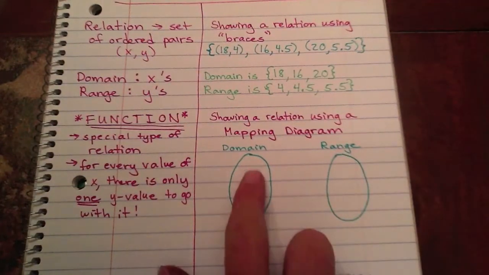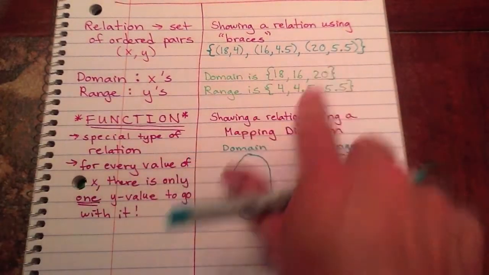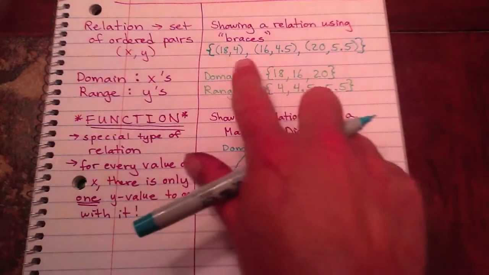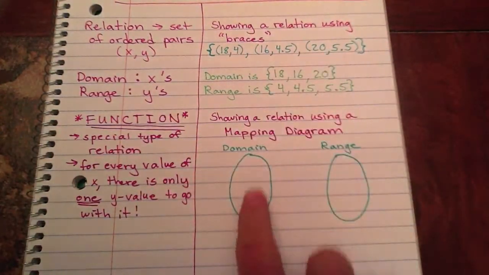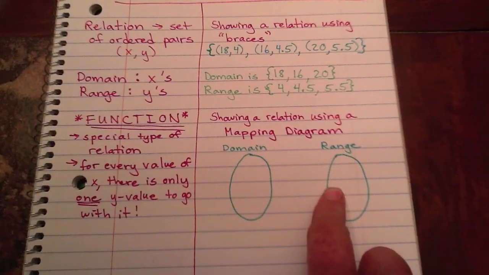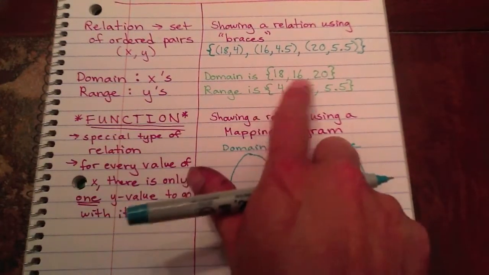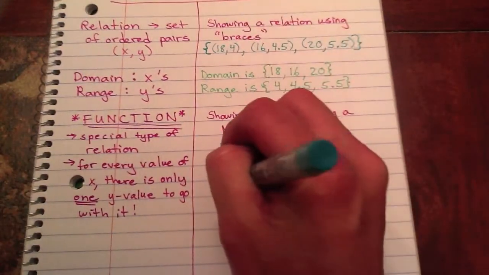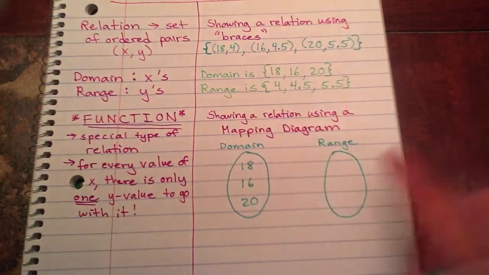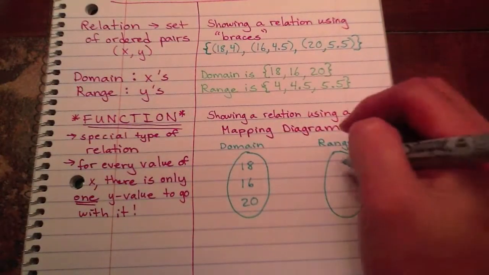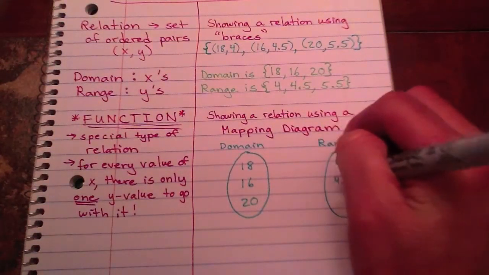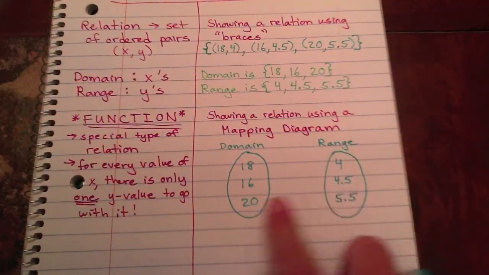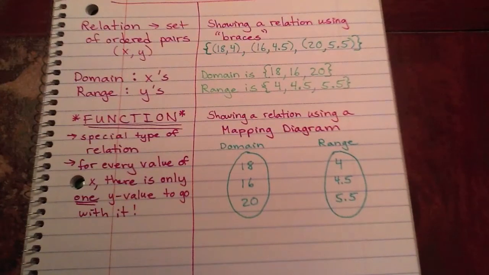And whatever they give you for the domain, they might give it to you in braces and ask you to write it as a mapping diagram. So we're going to go ahead and take these braces and write them in a mapping diagram. We're going to write our domains into the domain. So we have 18, 16, and 20. And we're going to write our ranges into the range. 4, 4.5, 5.5. If you had a repeating number in one of those, don't put it in twice. Just leave it.